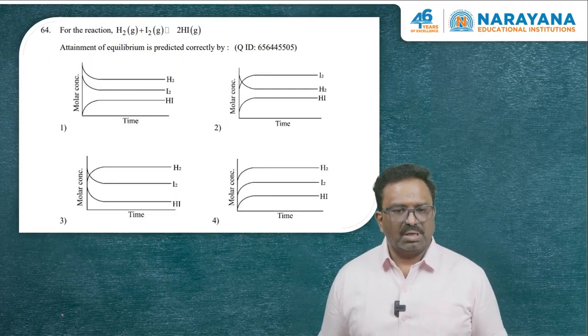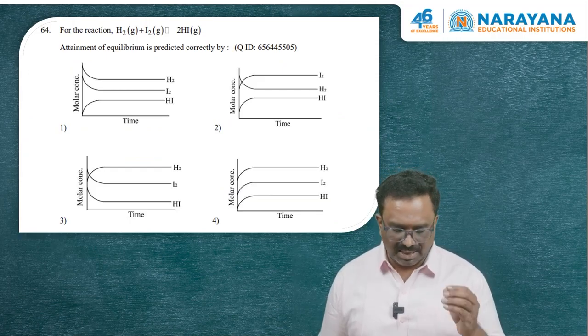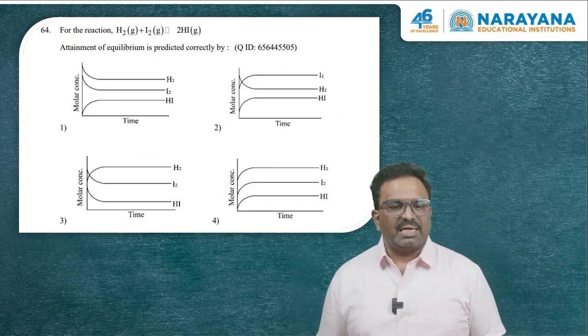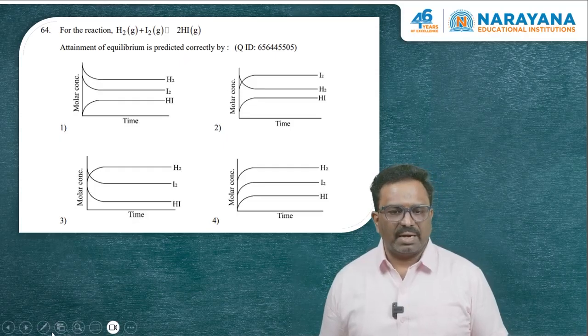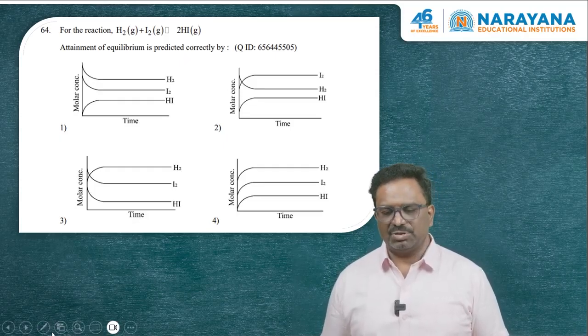For the reaction I2 plus H2 gas gives 2HI, the attainment of equilibrium is predicted correctly by which, when the reaction is in progress.